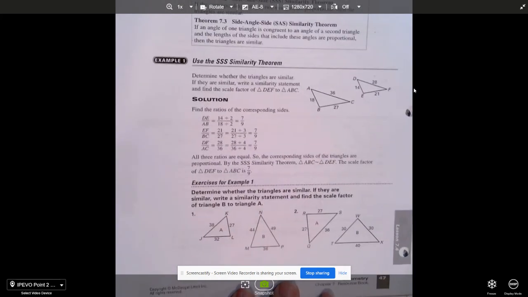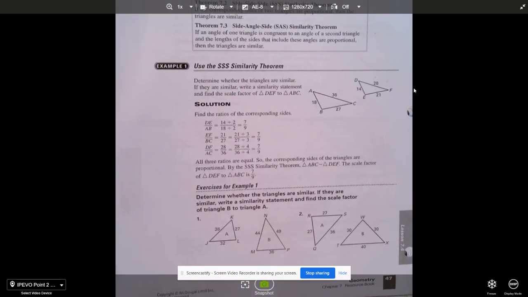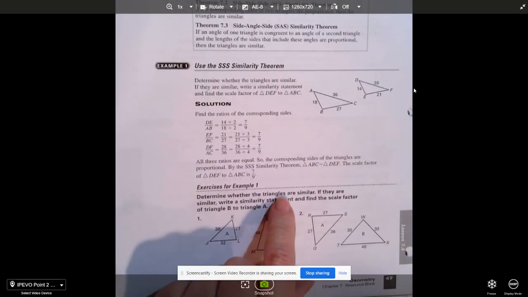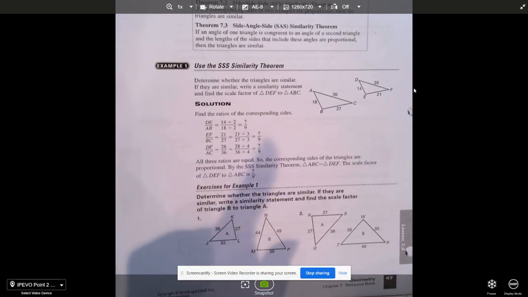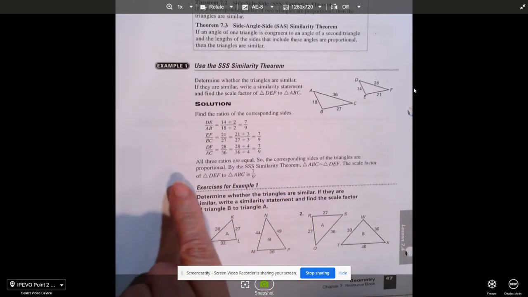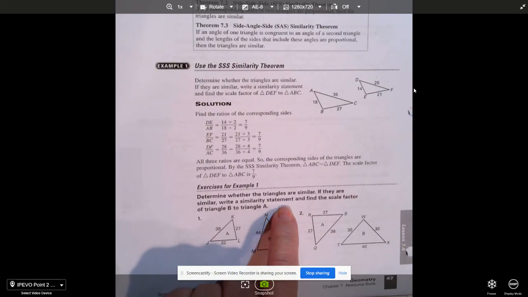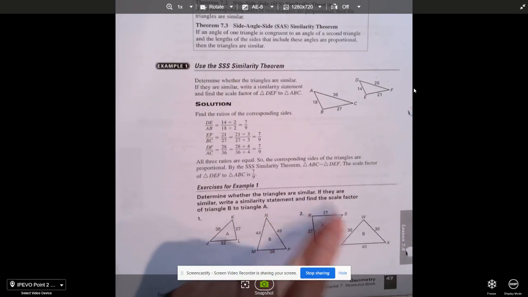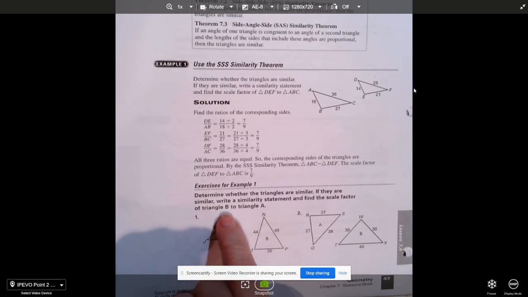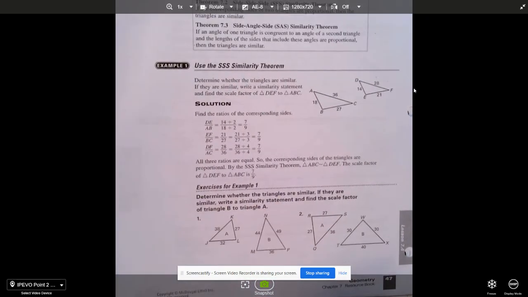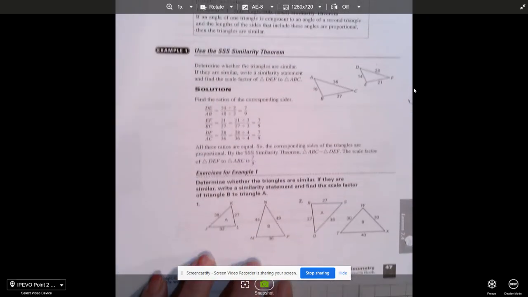So you had a question here on number 1 and number 2. So let's go through those. It says, determine whether the triangles are similar. That's the first thing you should do. Then if they are similar, write a similarity statement. That's the second thing. And then find the scale factor from triangle B to triangle A. So there's really three things that they're asking you to do. First of all, let's find out if they're similar.